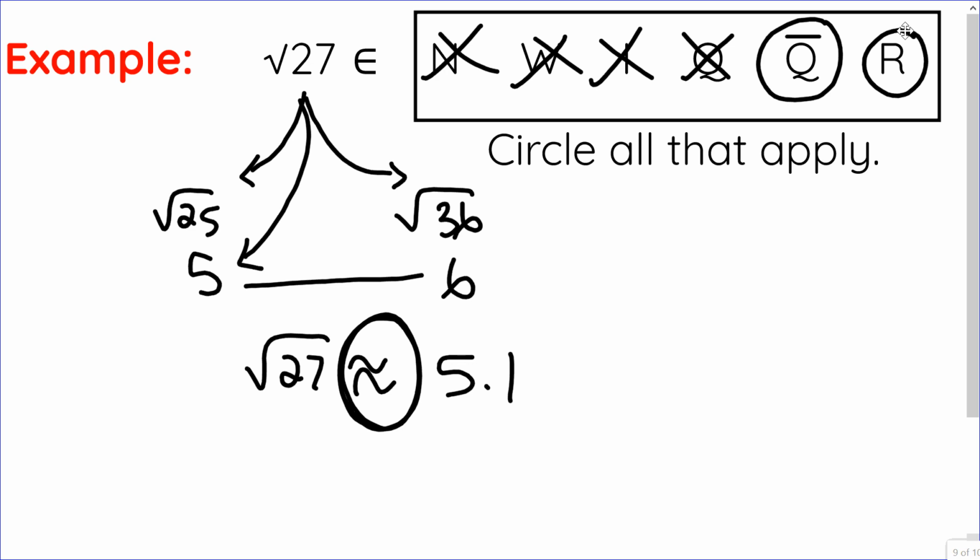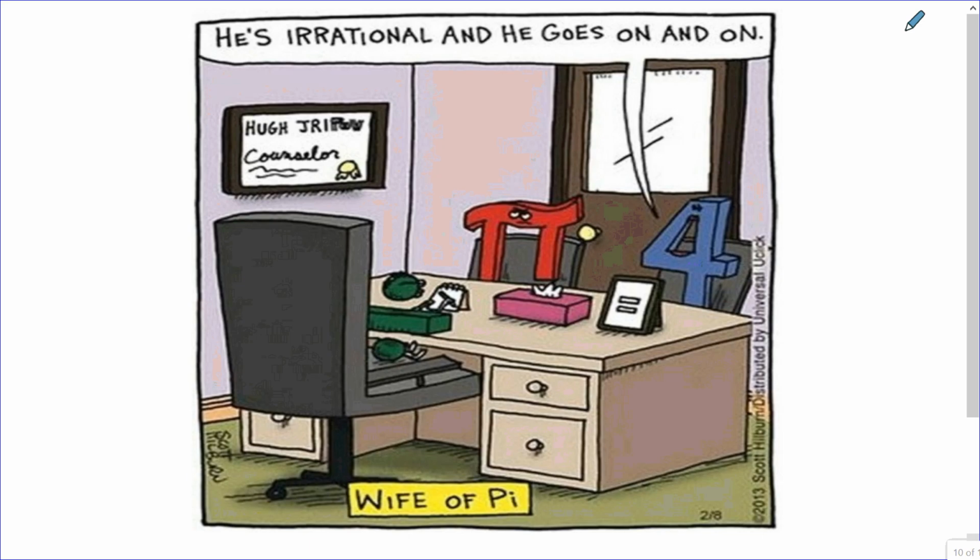So I want to introduce you to the number 4. She's the wife of Pi, and they had some problems in their relationship, had to go to a counselor, and she says, Pi is so irrational. He just goes on and on and on. Get it? Because Pi is an irrational number.